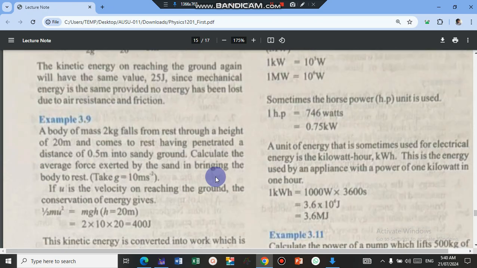Okay, here is the next problem. The next problem says a body of mass 2 kilogram falls from rest through a height of 20 meters and comes to rest having penetrated a distance of 0.5 meters into sandy ground, meaning when it reaches the ground, it penetrates the ground from the point it was released to the ground level.